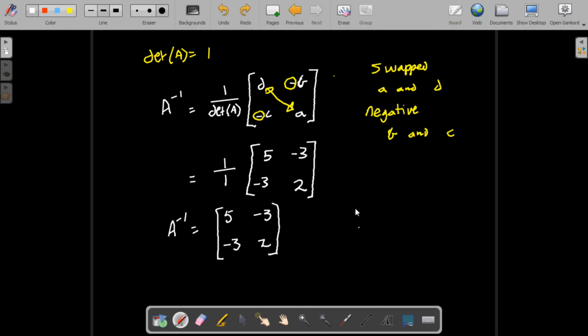So a couple of steps there. This is probably the most confusing part, so don't get those swapped around. B and C just become negative and we just swap A and D. It will take some practice, but that is what you want to have written down as finding the determinant and the multiplicative inverse.